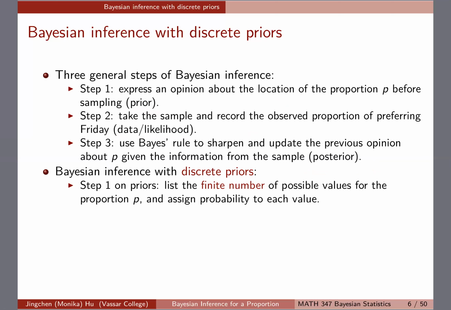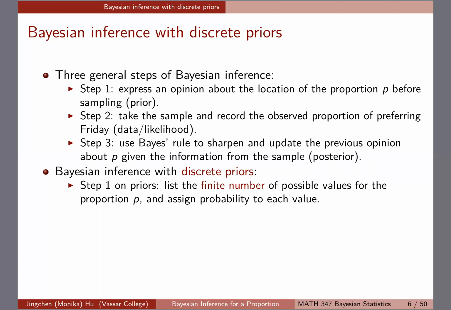So we're going to start with discrete priors, meaning that in step 1, we will list a finite number of possible values for the proportion P. So again, it's a proportion, so it's between 0 and 1. And we're going to simplify a little bit just to list a finite number of the possible values.